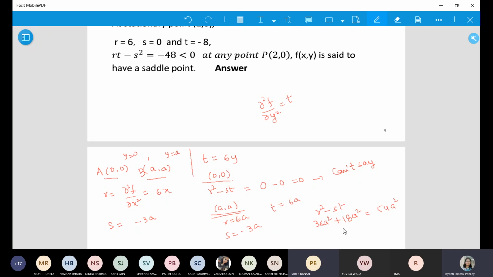And your a is positive. So what is happening? This is positive and r is positive, hence minima. Now the question is to find the minimum value. So the minimum value of this function will be f(a, a), and that is a cube plus a cube minus 3a·a·a. So that is minus a cube.